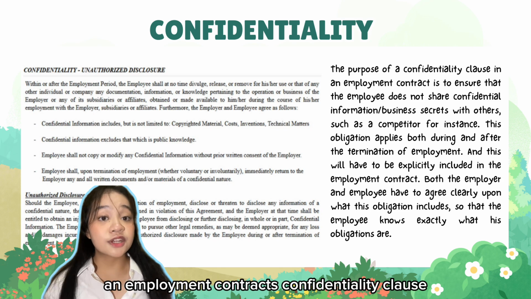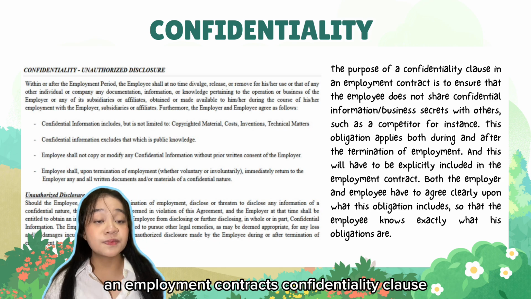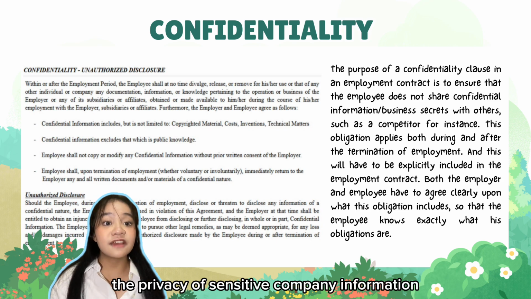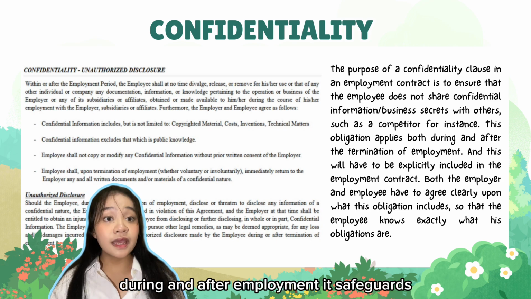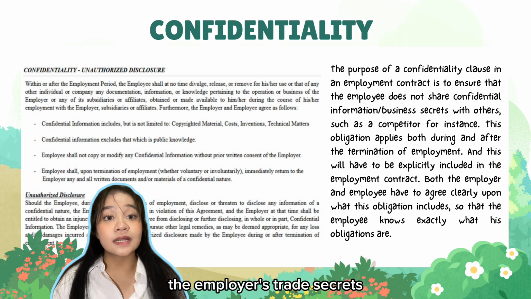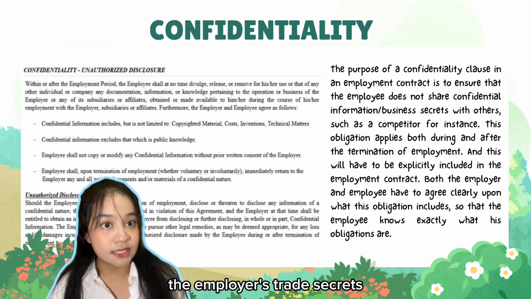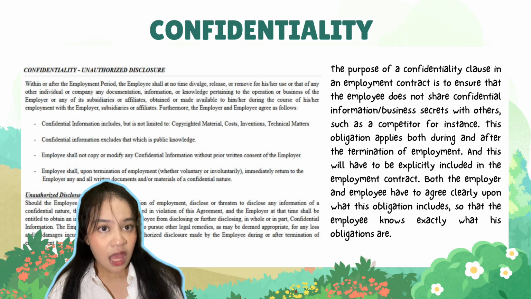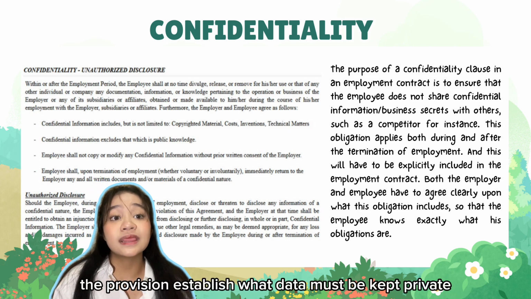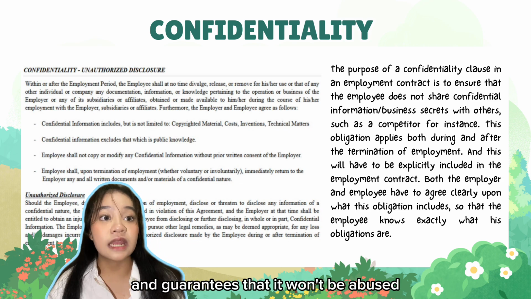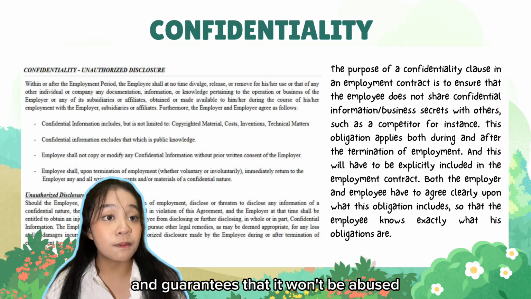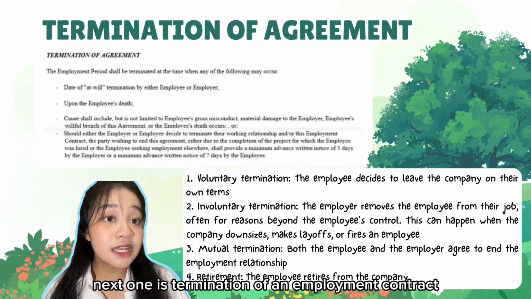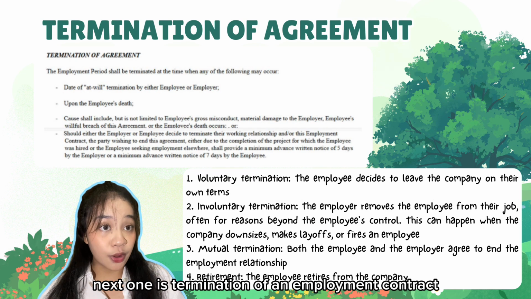An employment contract's confidentiality clause mandates that the employee maintain the privacy of sensitive company information. During and after employment, it safeguards the employer's trade secrets, sensitive data, and other private information. The provision establishes what data must be kept private and guarantees that it won't be abused or disclosed to unapproved parties. Next one is termination of an employment contract.